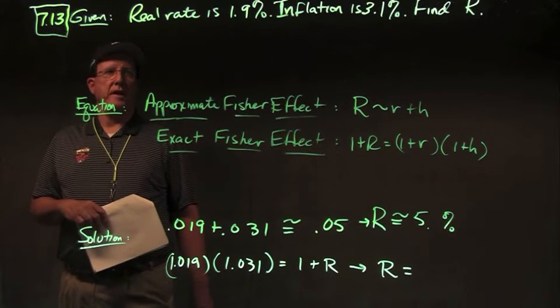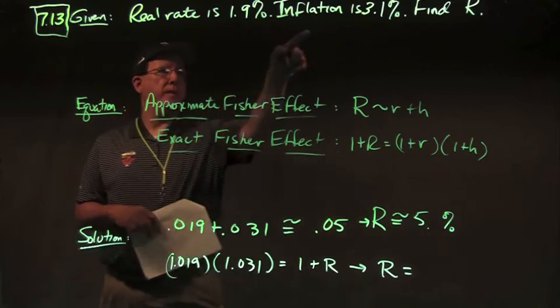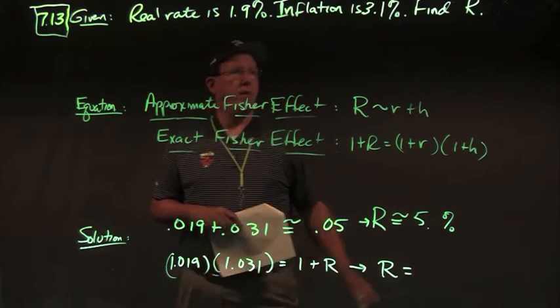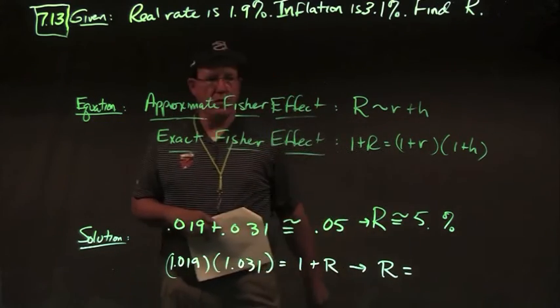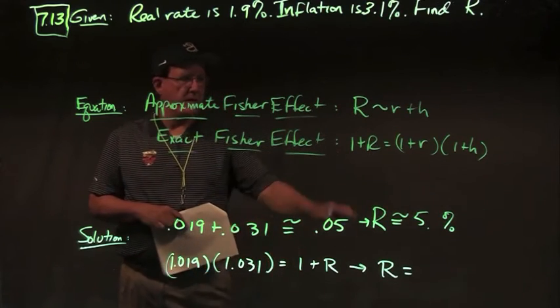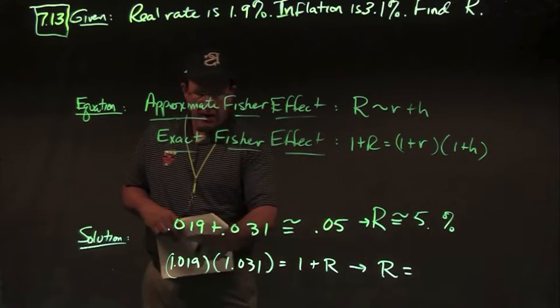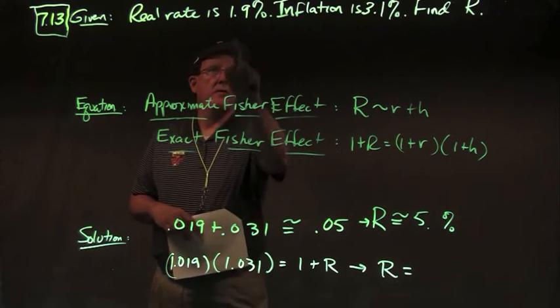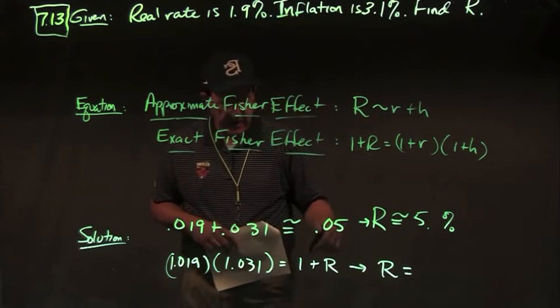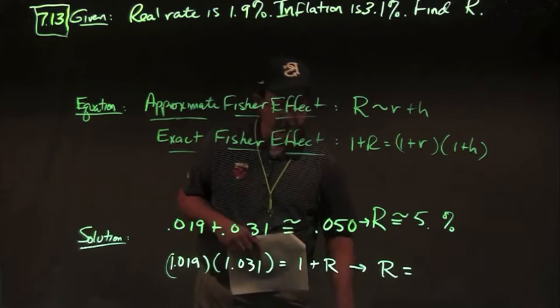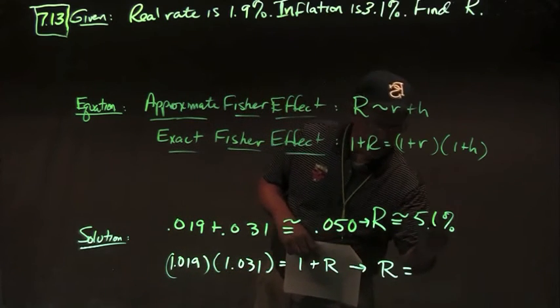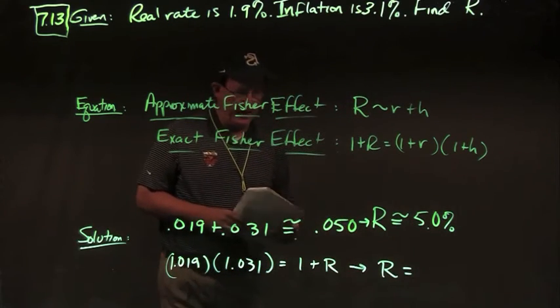In problem 7.13, we have a real rate little r of 1.9% and inflation h of 3.1%. They want you to find the big R, or total or nominal return. It's simply equal to little r plus little h. So I take 0.019 plus 0.031, and I get an approximation of 0.050, or big R of 5.0%. And there's my answer approximately.